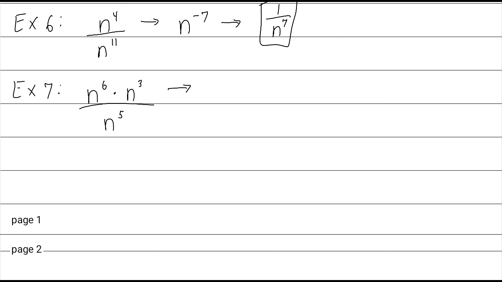Okay, remember, first of all, these all have the same base, right? So they can all go together. Remember, when you multiply, you add the exponents. So in this case, the multiplication gives me addition. But if you divide, like we divide by this term here, you subtract. So I'm going to subtract 5. So that's 6 plus 3 minus 5. We can all do that, right? That's 4. So this is n to the 4th.